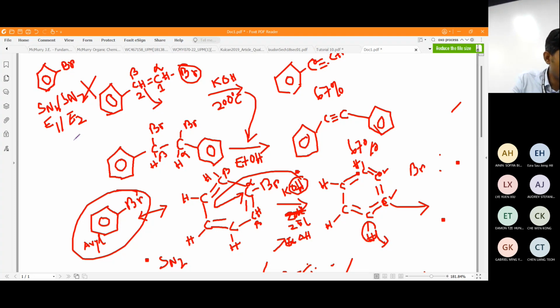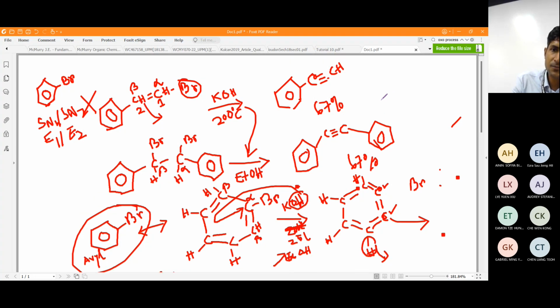The same goes for SN1 and E1. But another thing is why the vinyl one is not having this problem. Why does this type of reaction not occur for the vinyl one, when the bromine is attached directly to the carbon? It is because of the hybridization. This is sp2 hybridization here. If this bromine has to leave, it will produce a carbocation first, which will be sp hybridized.